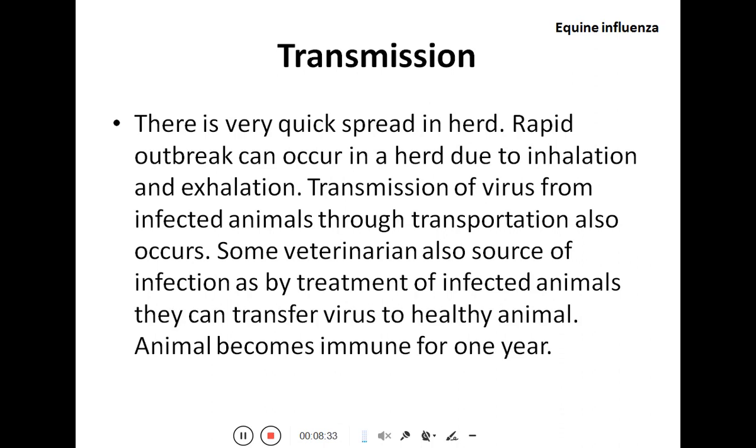In transmission, it is seen that it spreads very quickly in the herd once it is got by some animal. A rapid outbreak can occur in a herd due to inhalation and exhalation through the air. Transmission of the virus from infected animals through transportation also occurs. Some veterinarians are also a source of infection, as by treating an infected animal they can transfer the virus to healthy animals. An animal becomes immune for 1 year if it is infected by this disease.